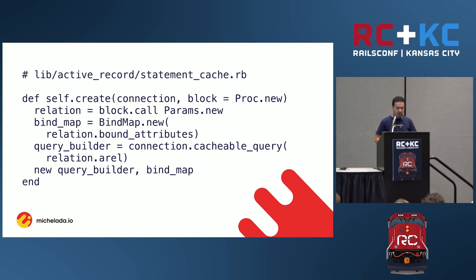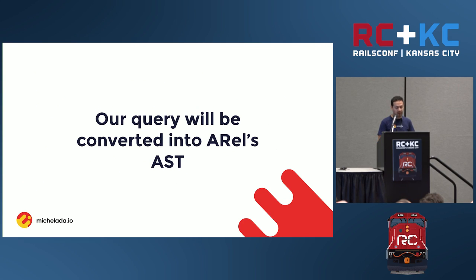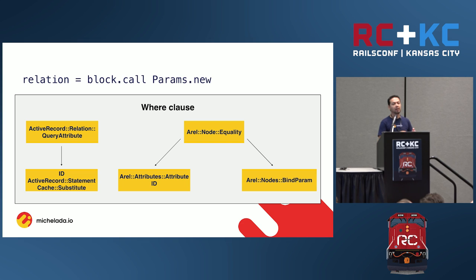We don't have the query cached, which means we're going to have to create a new one. If we go to the statement cache file, we're going to find this create method, and this is the part that takes care of creating the query for us. The first thing it needs to do is convert the dot where into Arel's AST, and that's what the first line of the create method is doing. This block call actually executes the where clause that we saw before.